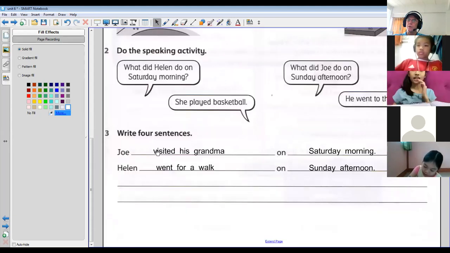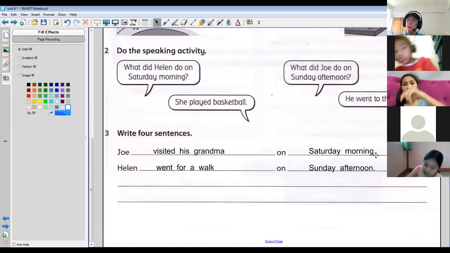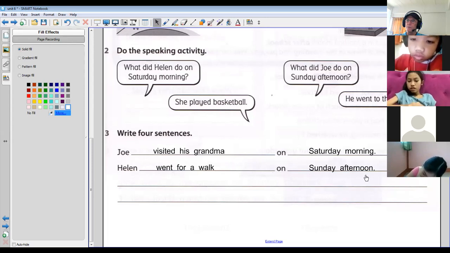Okay, you write, Joe visited his grandma on Saturday morning. Remember, capital S for Saturday. Helen went for a walk on Sunday, capital S for Sunday, afternoon.